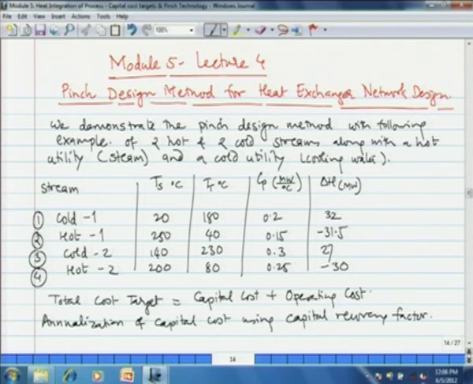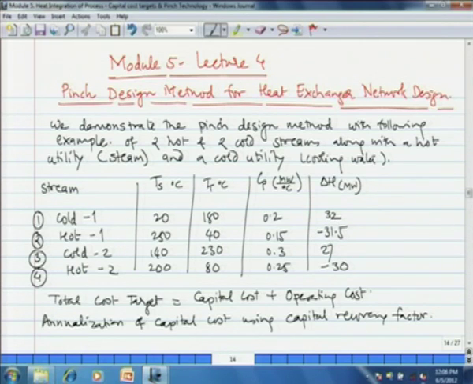We said that we shall demonstrate the pinch design method using an example, and for simplicity, for maintaining the continuity of this module, I am using exactly the same data as used in the previous lectures, the 2 hot and 2 cold streams, and that data is appearing on your screen now. I had explained this data earlier.